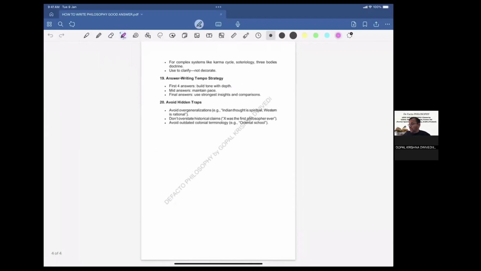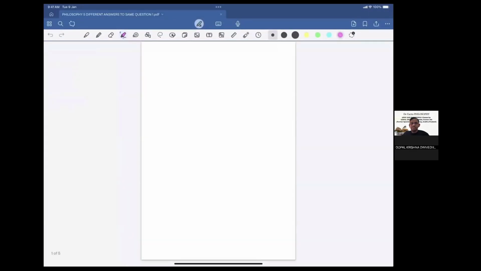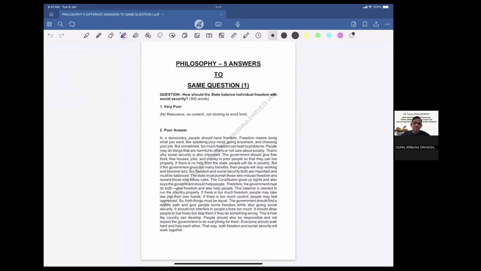Along with this document, I also gave some model answers, or I should say different kinds of answers for the same question. I gave two examples for philosophy optional. For example, this is one question: how should the state balance individual freedom with social security? This is a question from socio-political philosophy. And this I have already discussed earlier.